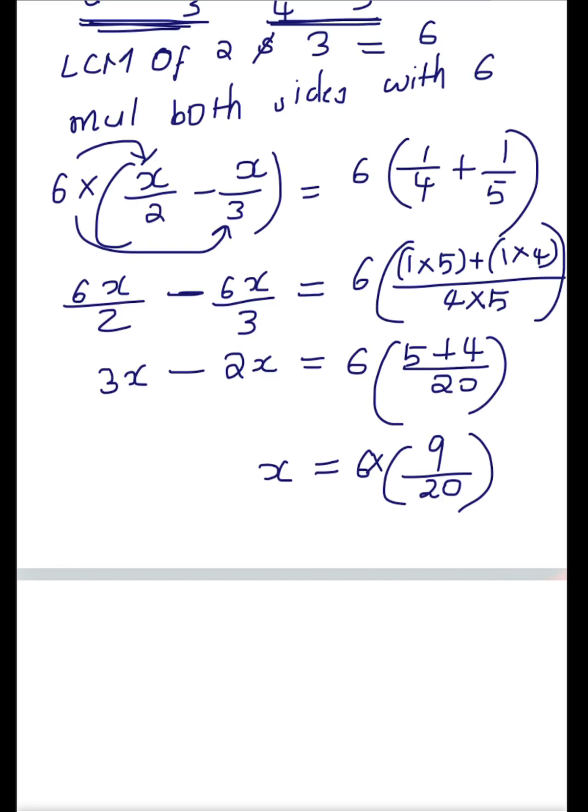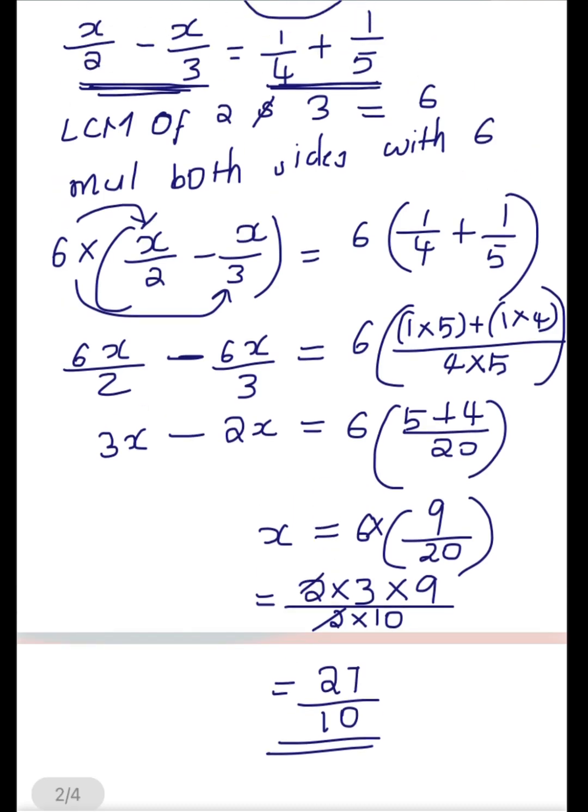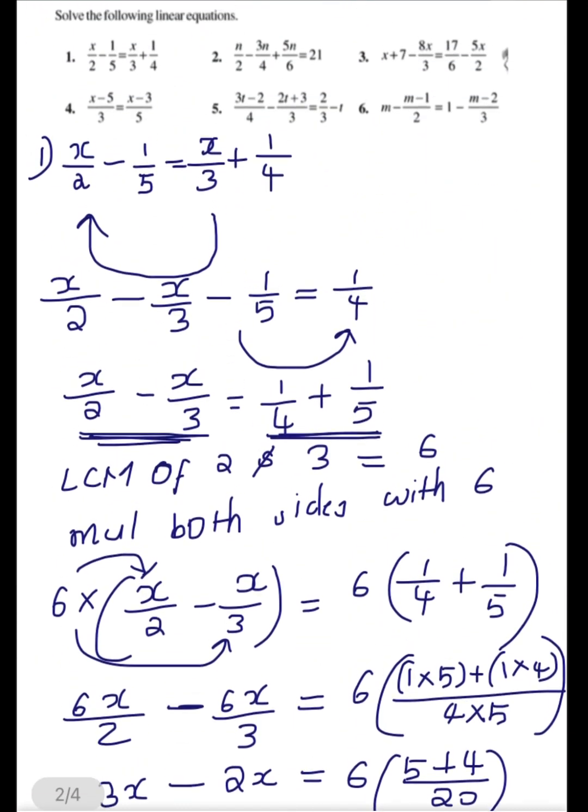Now let's simplify it. 6 you can write as 2 into 3, into 9 divided by 20, which you can write as 2 into 10, because 6 and 20 have 2 as a common factor. Just to get that 2, we are writing it this way. So 2 and 2 will get cancelled. Then what is remaining? 3 into 9 is 27. 27 by 10 you will get as the answer. So that is the answer for the first question, 27 by 10. In this way you can solve this equation 1.